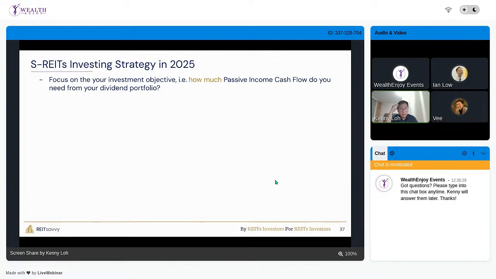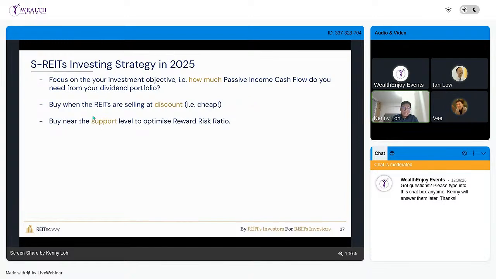At the end of the day, the underlying of a REIT is real estate. So determine how much passive income or cash flow you want for your dividend portfolio. Once you determine how much passive income you need, then you just need to calculate what portfolio size would achieve your passive income objective, and buy when the REITs are selling at a discount. For example, if you want to invest in real estate, you want to buy the property when it is cheap, and buy near the support level to optimize the reward risk ratio.